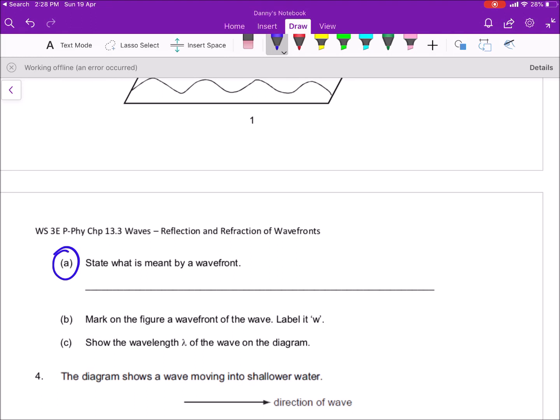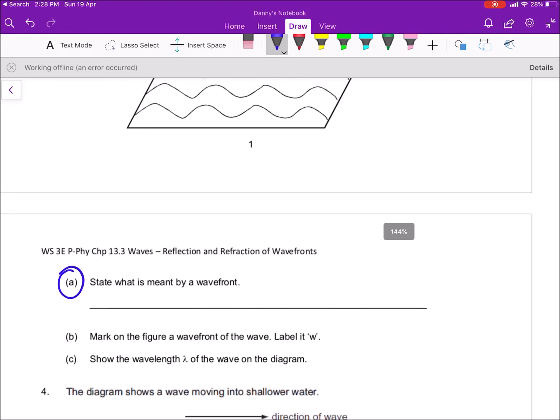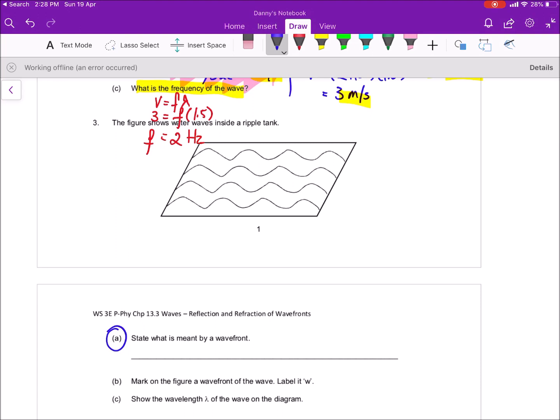So now I have to mark on a figure the wavefront of a wave and label it W. So I think it is not just marked on the figure. You have to draw it. So these are the peaks of adjacent waves. So just draw a line with a ruler. 1, 2, 3, 4. Wavefront. So I need to label it with W, W, W, W, and W.